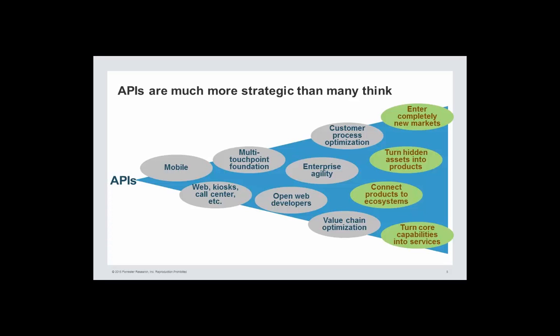Although open web APIs and maybe mobile are the big conversations in how APIs are changing business, actually there's more going on with B2B APIs, and so that's a very important aspect of considering the future for your APIs. Then beyond that, it gets even more strategic because APIs can help you enter completely new markets.